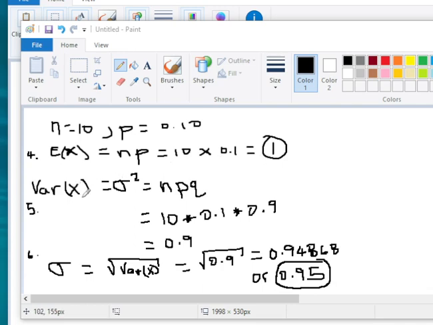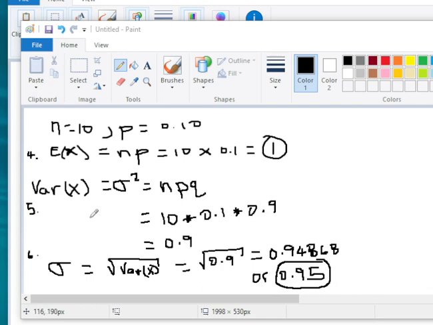Then we get to the variance of x, and this is sigma squared. It's equal to n times p times q. These are always going to be the case for the binomial. These are preset formulas. So n times p, and q happens to be 1 minus p, so it's going to be 0.9. So we're going to have 10 times 0.1 times 0.9, and our final answer is 0.9 for the variance.